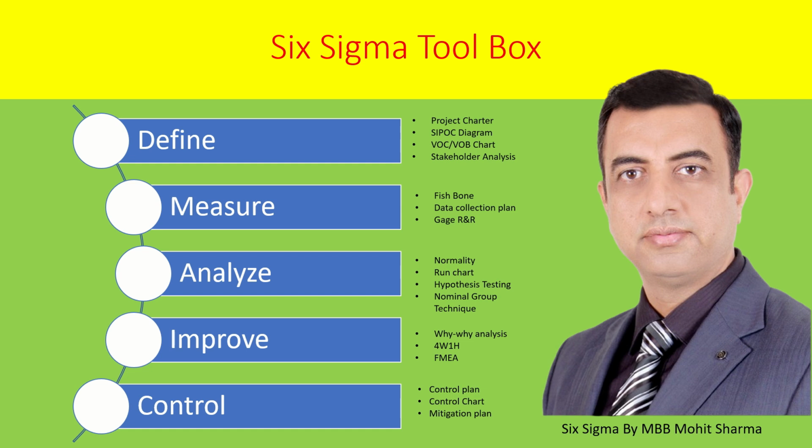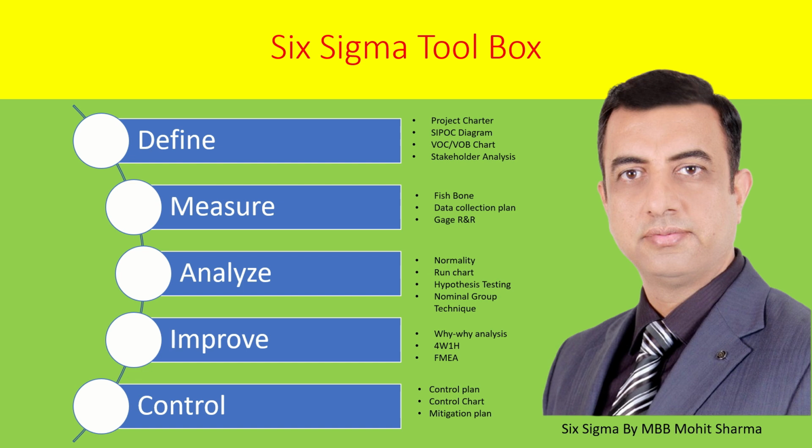This video is the continuation of my last video which I created last week. In that video, I spoke about the toolbox or the tools that are used in the define and measure phase of DMAIC methodology. Now we are going to learn some of the tools which are going to be used in the analyze, improve and control phase of DMAIC. So let's begin. The first one is the normality chart and the run chart.